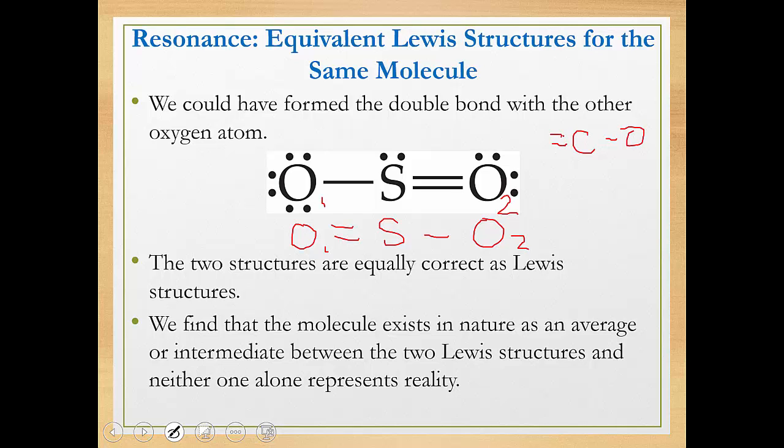Same thing for the carbon dioxide. Okay, so I can have this existing, oxygen 1 and oxygen 2. I can have this, or I can have this. Okay.